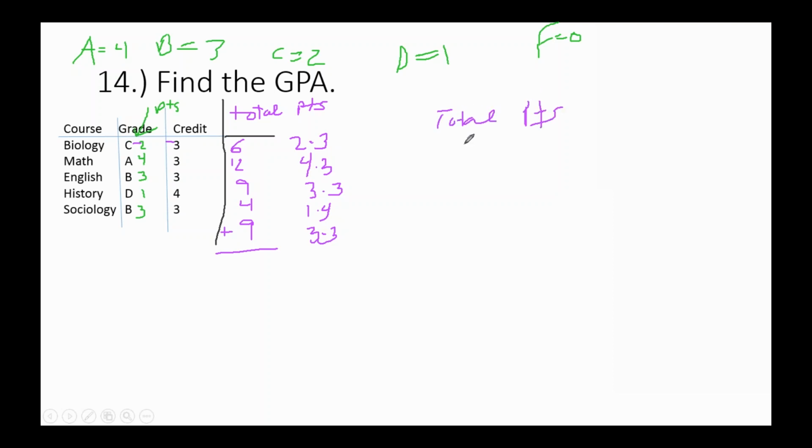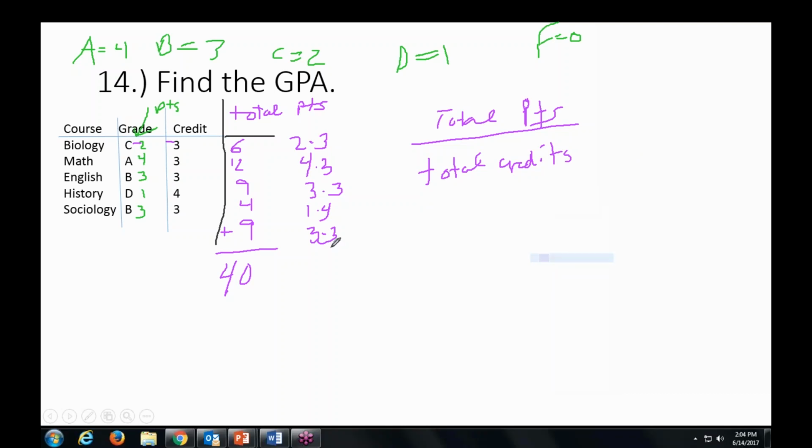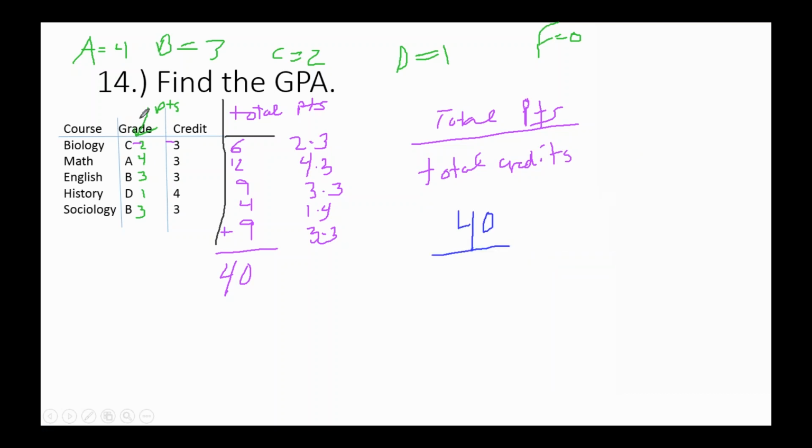So thinking through this, our total points, what are we going to divide by to find our GPA? Total points divided by, anybody have any idea? Total credits. It's not just the number of classes, it's the number of credit hours. Exactly. So for this particular problem, you did earn 40 total points. Congratulations. But how many credit hours did you take? So 3, 6, 9, 12, 16. So we'll take 40 divided by 16. You have a GPA of 2.5.